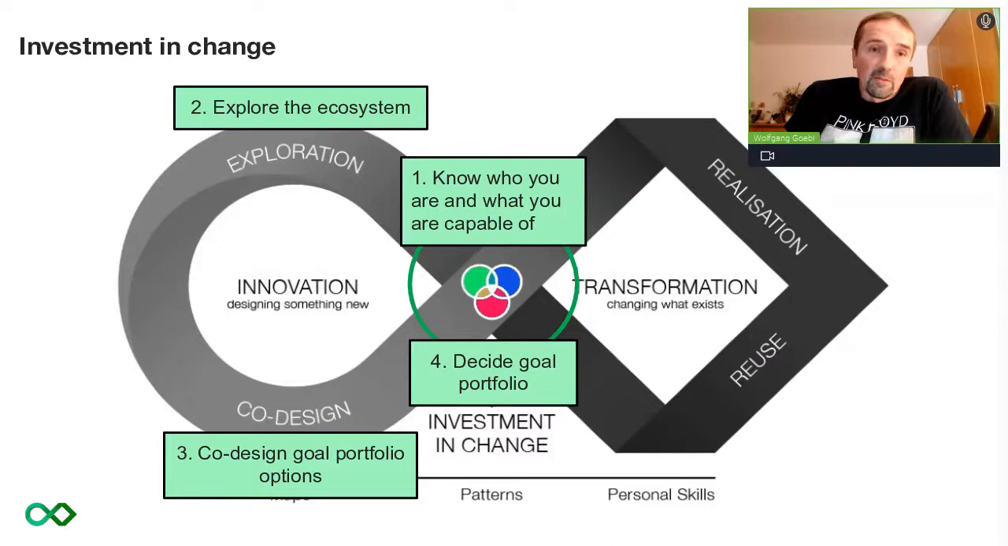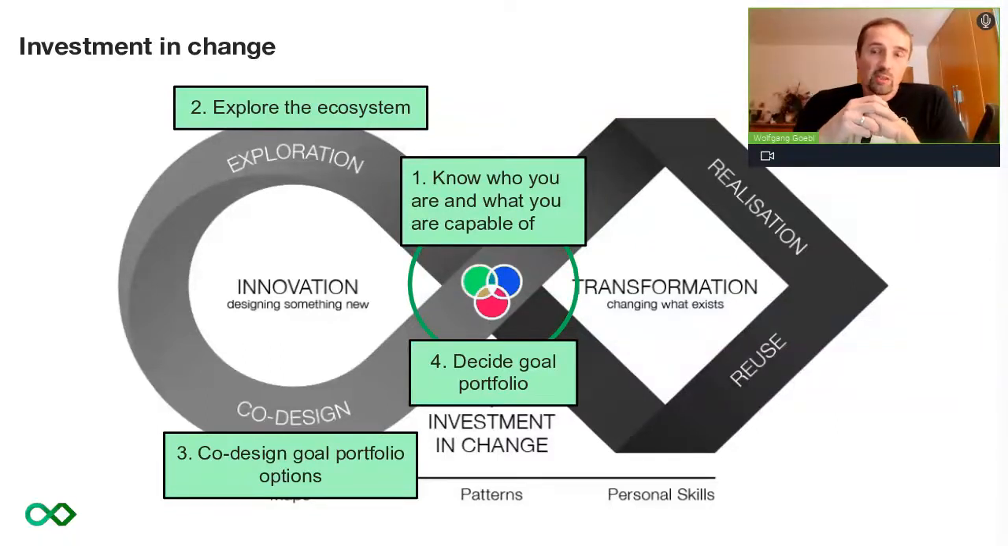And then step number 3, when you go back the loop on the bottom of the left side, you co-design the goal portfolio options. We want to invite many people to a facilitated goal portfolio workshop. Design sprints might be a format, but there are others. So there can be workshop formats, and we encourage companies to broaden the goal design process.